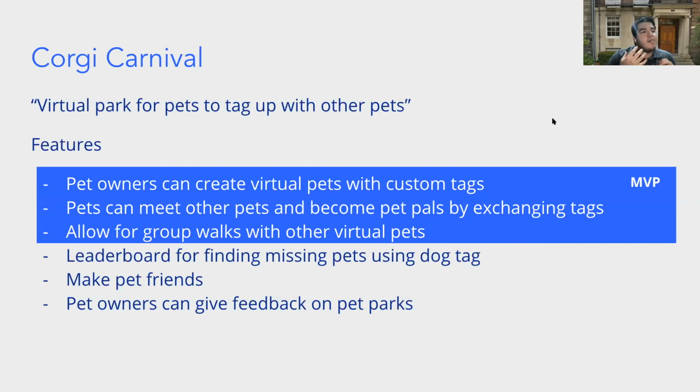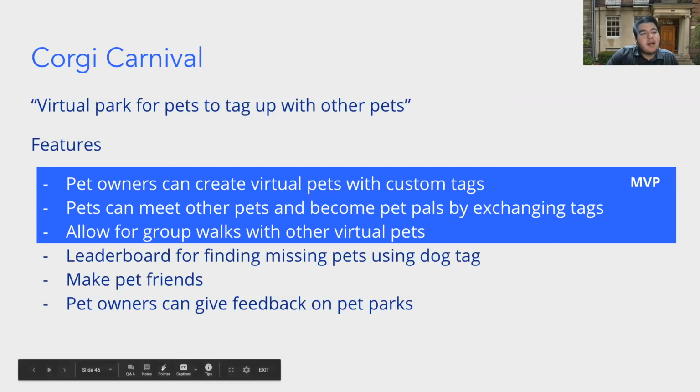So a lot of cool features of a virtual pet park. And when we isolate what the core features are that make our web app, under this idea of a virtual pet park, you want to have your actual virtual pets working, and you can add custom tags to them. They can meet other pets and become pet pals. And then maybe you want to allow for group walks. What else can these virtual pet owners do on your web app? They might be able to do virtual group walks, right? And so that's what we're thinking about when isolating for an MVP.